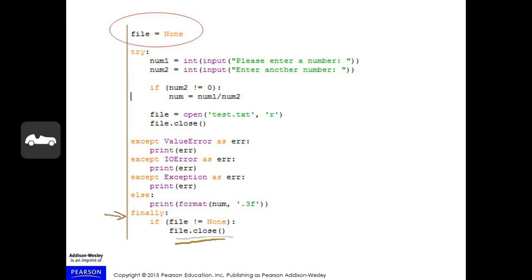So basically, this finally suite will be executed no matter what. If there's an exception, it will be executed. If there's no exception, it will be executed as well. So this will guarantee that the file, which is a connection between the program and a file or a resource, will be properly handled, will be closed, so that any data will not be lost.